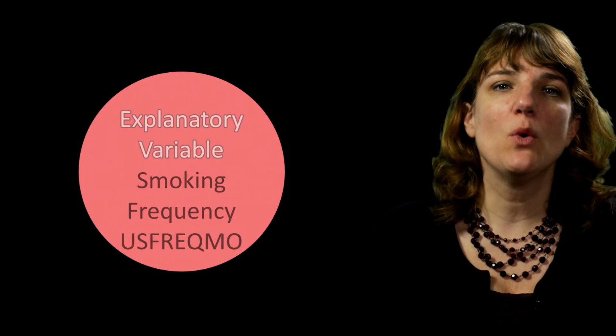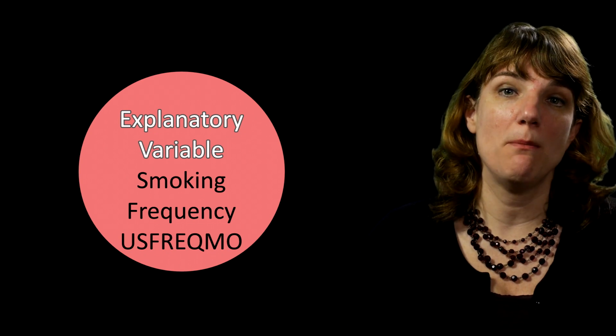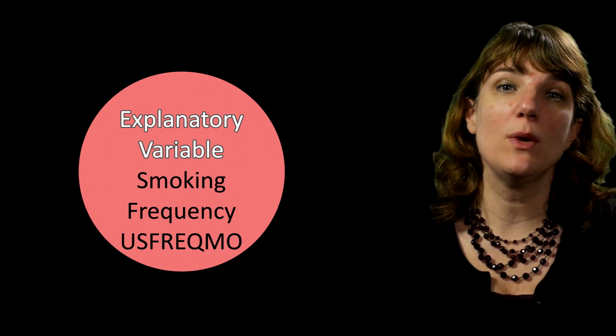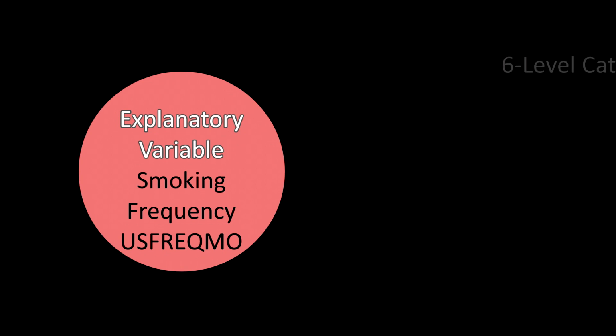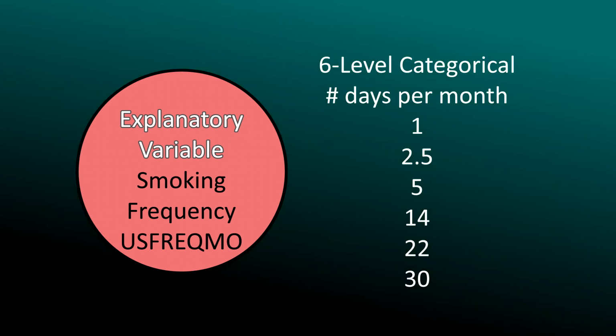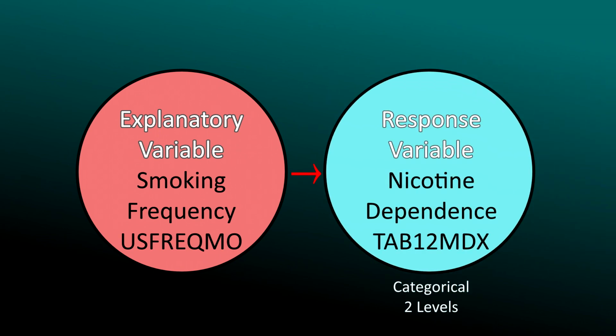For this analysis, I'm going to use a categorical explanatory variable with 6 levels, the number of days smoked per month, which you may remember I called USFREQMO, with the following categorical values: smoking approximately 1 day per month, 2.5 days per month, 5 days per month, 14 days per month, 22 days per month, and 30 days per month. My response variable is categorical with 2 levels. That is, the presence or absence of nicotine dependence in the past 12 months, called TAB12MDX in the NESARC dataset.